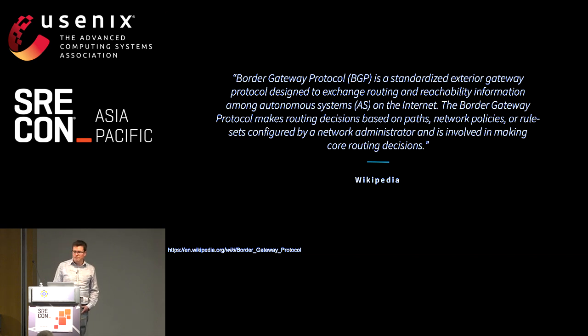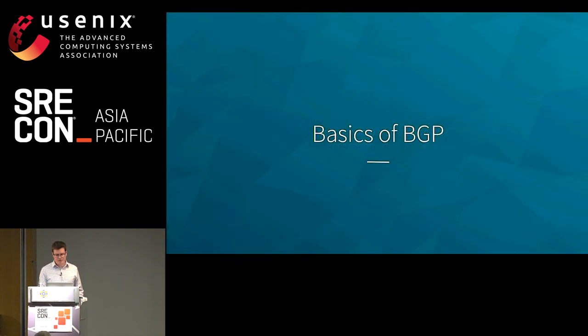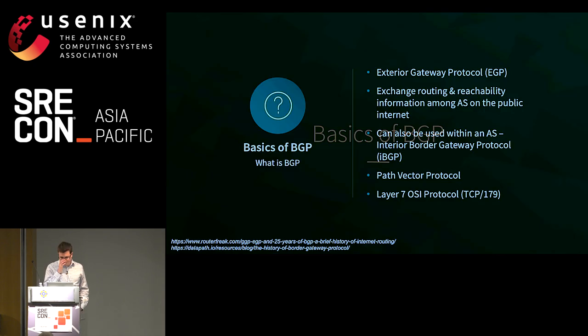So BGP is a standardized exterior gateway protocol designed to exchange routing and reachability information among autonomous systems on the internet. The BGP protocol makes routing decisions based on paths, network policies, or rule sets configured by the network administrator and then is involved in making core routing decisions. All right, so that's a lot to unpack. So let's talk about some of the basics.